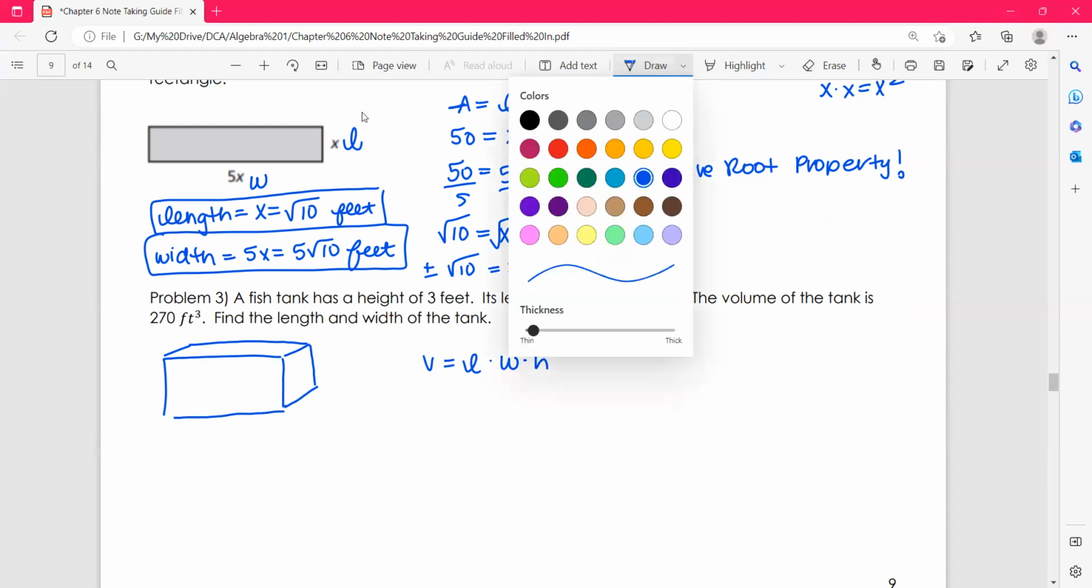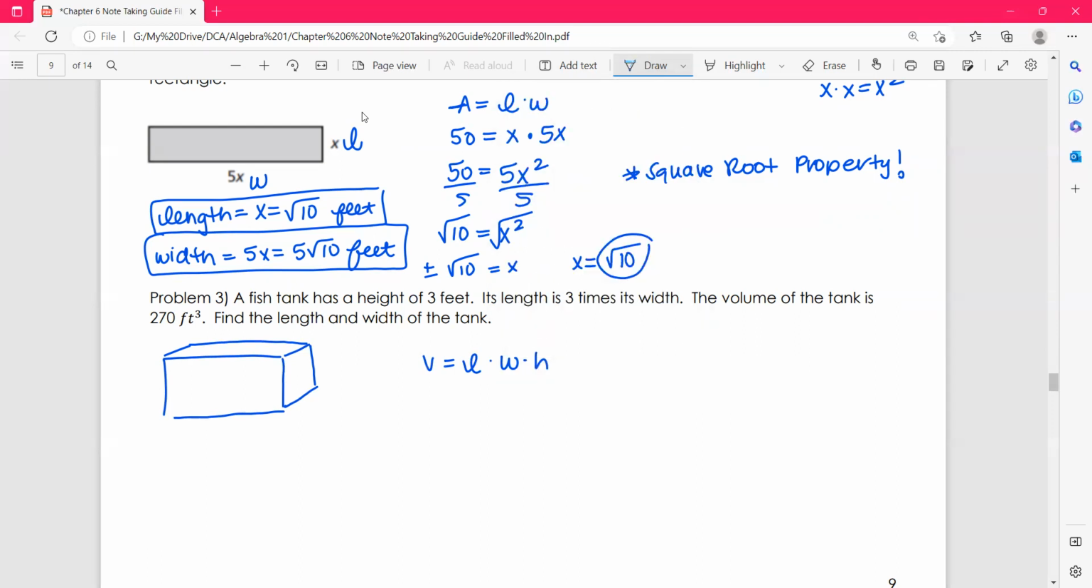Okay, so let's label our problem. It says the height is 3. So I'm going to plug that in here. The height is 3. The length is 3 times its width. So if our width is W, the length is going to be 3 times that, 3W. And I'm going to substitute that right in, so this is our height, this is our length, and this is our width. So I know my width is W and my length is 3W. And volume, they told me, was 270. And now there's our equation that we're going to solve.